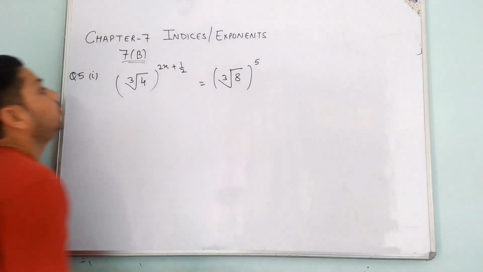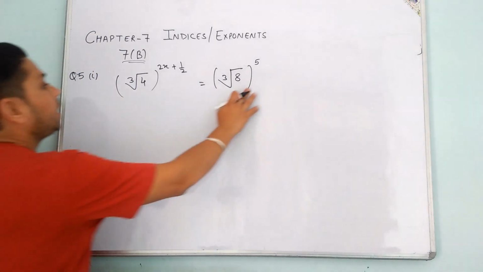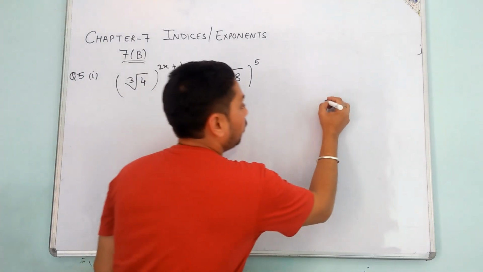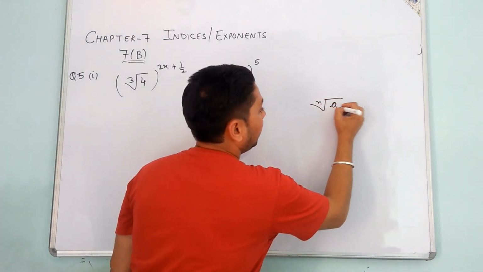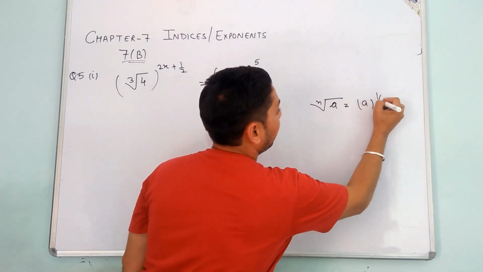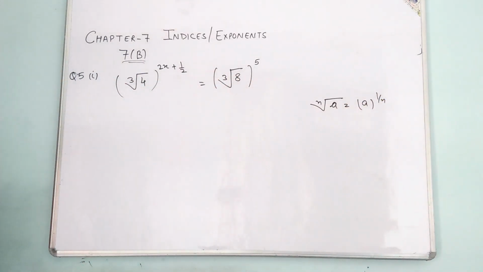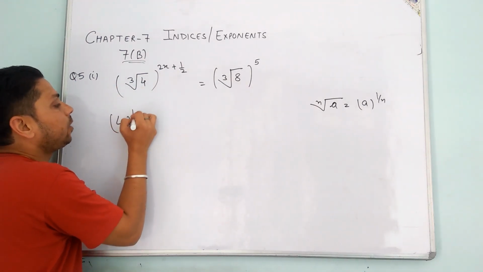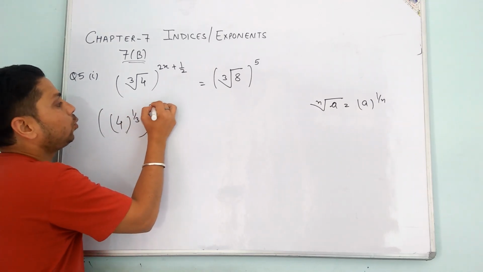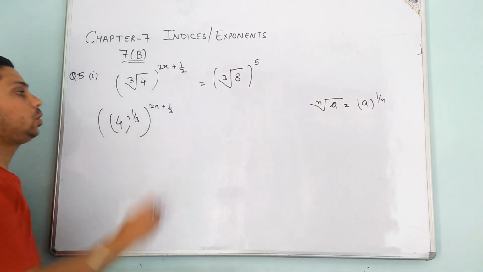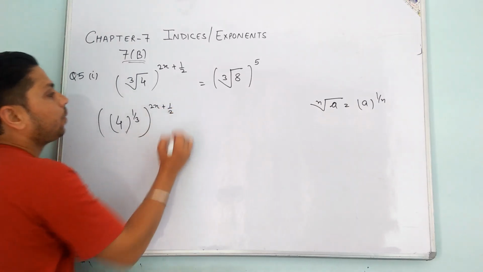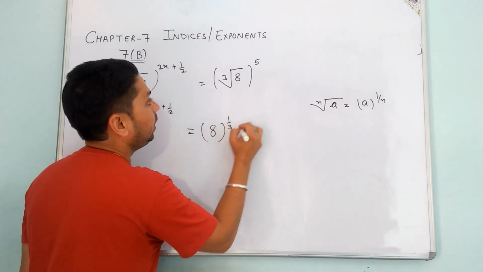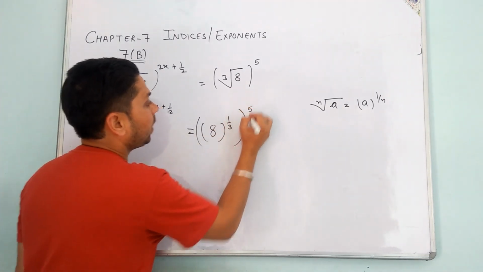We have to find the value of x again here. Now again using the formula, nth root of a can be written as a raised to 1 upon n. So I can write it as 4 raised to power 1 over 3, raised to power (2x plus 1) upon 2. This will be equal to 8 raised to power 1 over 3 whole power 5.